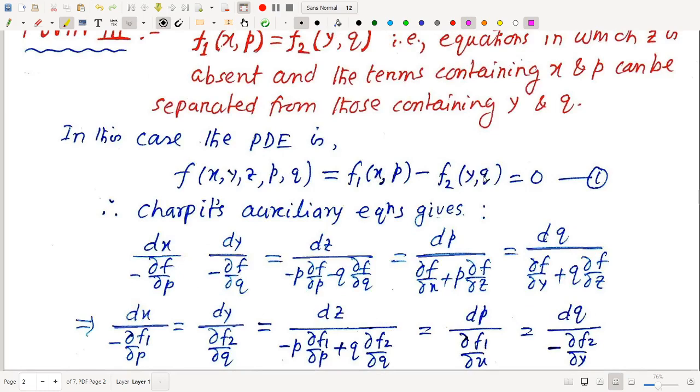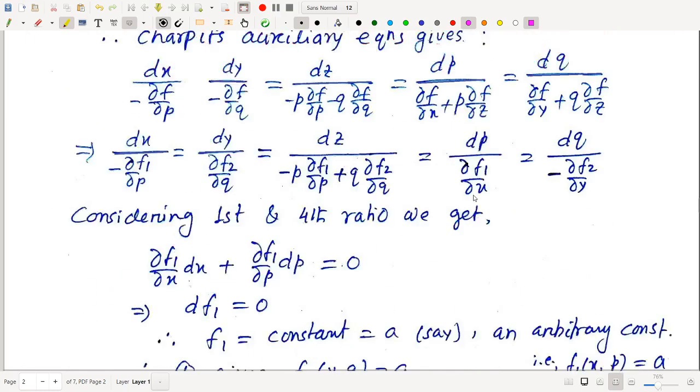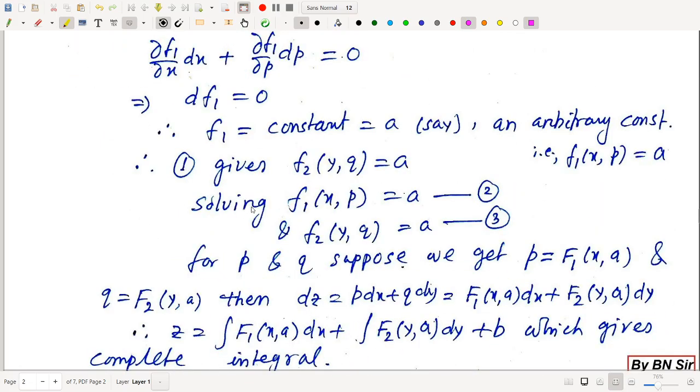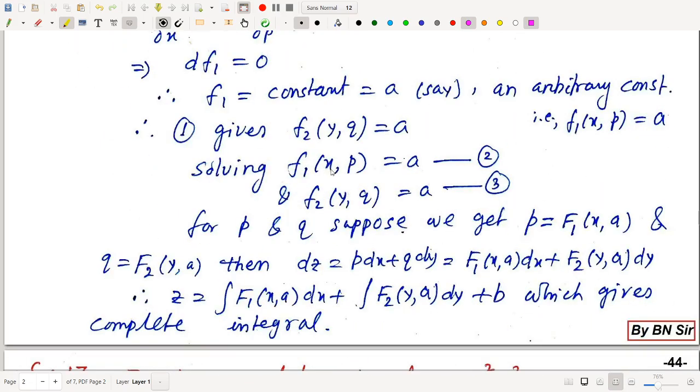Now if we put f1(x,p) equal to a in number 1, a minus f2(y,q) equal to 0, means f2(y,q) is also a. So considering second and last, we shall get f2(y,q) equal to a. So f1(x,p) equal to a is number 2 and f2(y,q) equal to a is number 3.